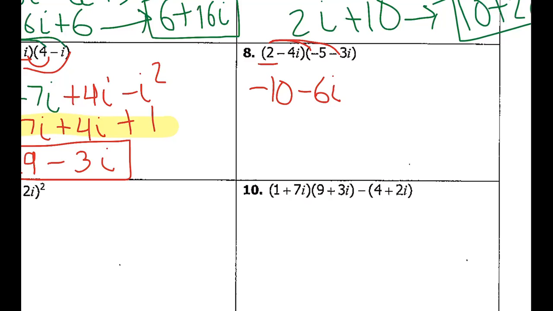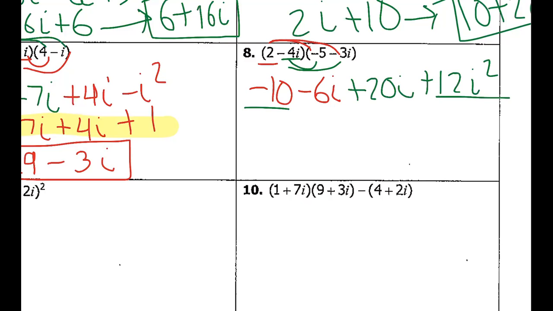Take your second number in the first binomial and distribute. Since it's a minus, treat it like a -4. So that would be plus 20i. And that would be plus 12i squared. So your real part, because remember, this i squared is going to really turn into a real number, so the opposite of 12 would be -12. So -12 and -10 would be -22. Then your i's, 20 plus -6, would be 14i.